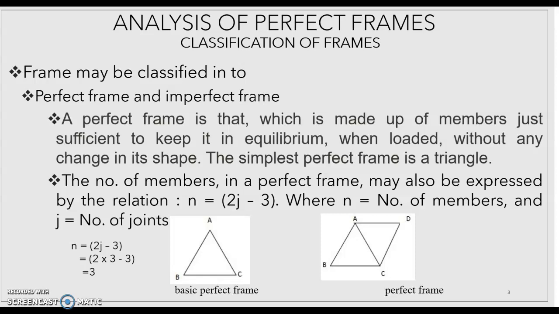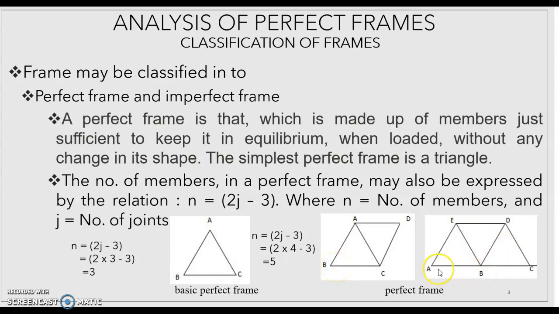Another example, here there are 4 joints, so j is equal to 4, 2j minus 3, 2 into 4 minus 3, that is equal to 5. Here there are 5 members, so it's a perfect frame. Another example, here 5 joints, A, B, C, D, E, so j is equal to 5, 2 into 5 minus 3, that is equal to 7. So here 7 members. So this is also a perfect frame.